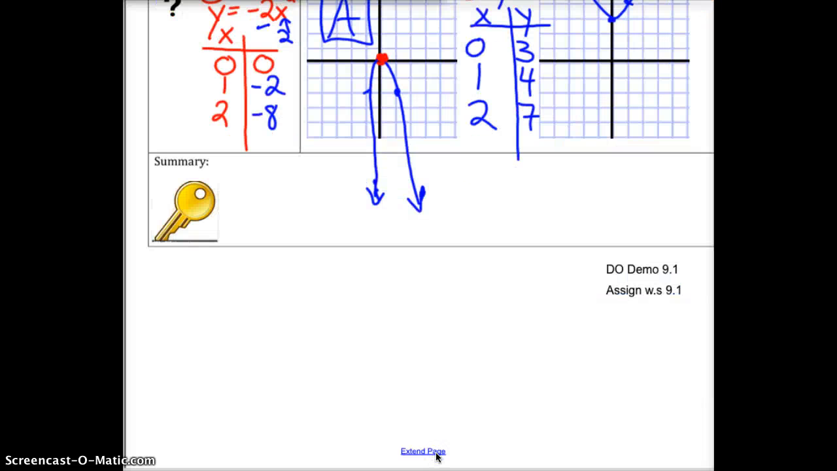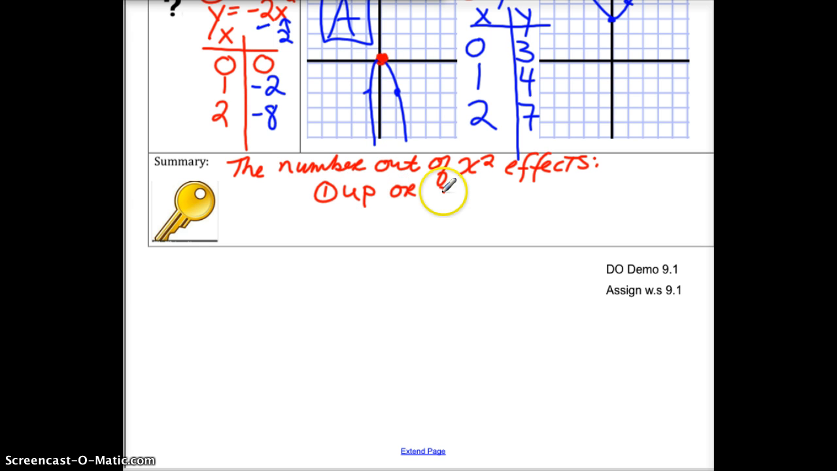In our summary, it's really important again that we understand several things here. First of all, the number out front, or in front of x squared, affects 2 things. 1, up or down. Basically, smile or frown. And that's if it's positive versus negative. It also affects how wide it is. So let's put its width.